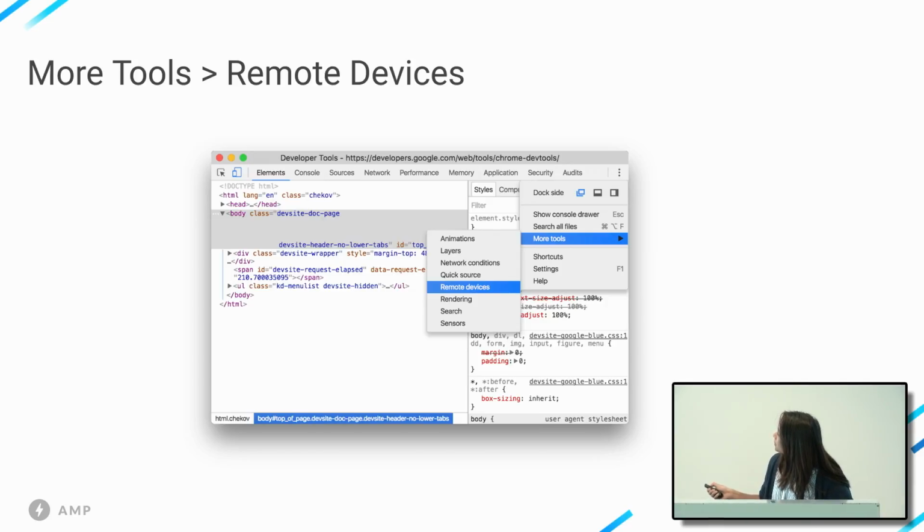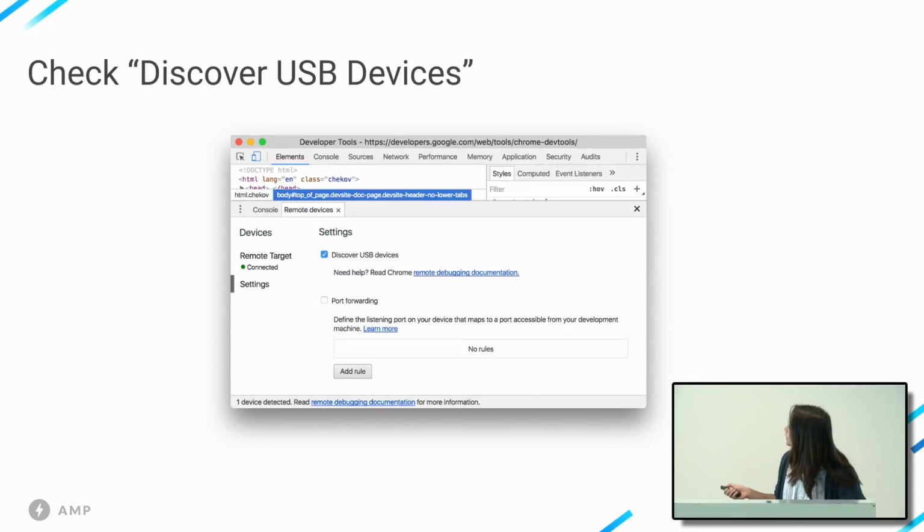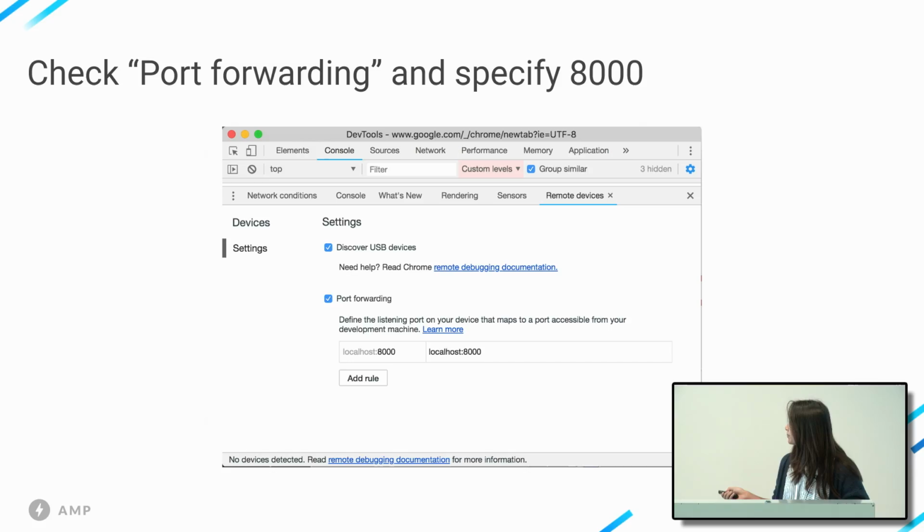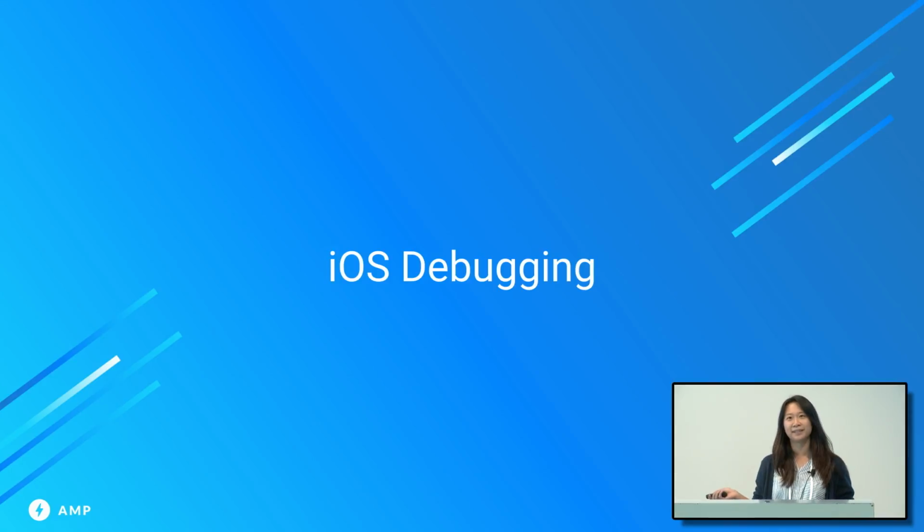So this 3-dot button, more tools, remote devices, yay, and then you select discover the USB device after your Android phone is connected with a USB, and then make sure to forward port 8000, because that's where basically our local development happens. You can also do this with iOS.